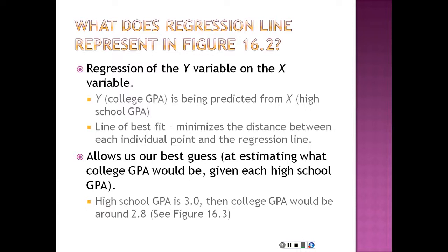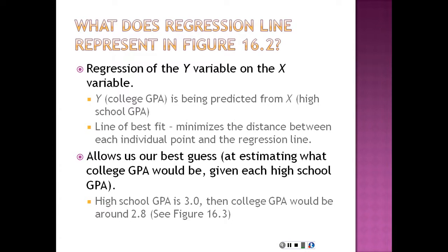So first it's the regression of the y variable on the x variable. In other words, y, which would be our college GPA, is being predicted from x, our high school GPA. How can we predict our college GPA from our high school GPA?